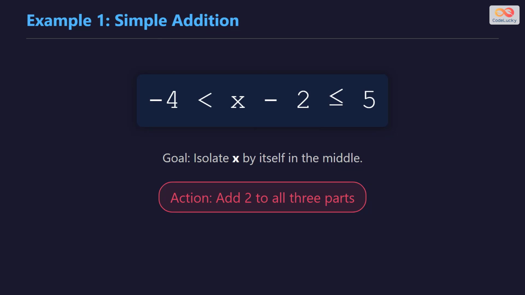Let's try a simple example. We have -4 is less than x minus 2, which is less than or equal to 5. Our goal is to get x alone in the middle. Currently, we have an x minus 2. To get rid of the minus 2, we need to add 2.